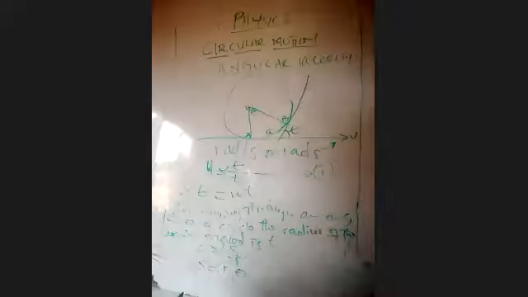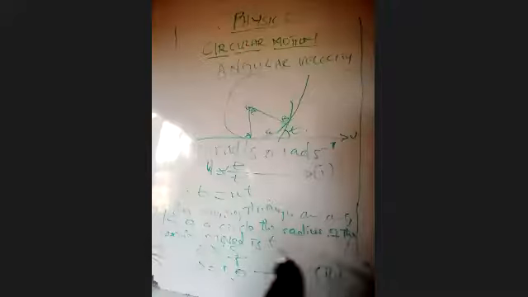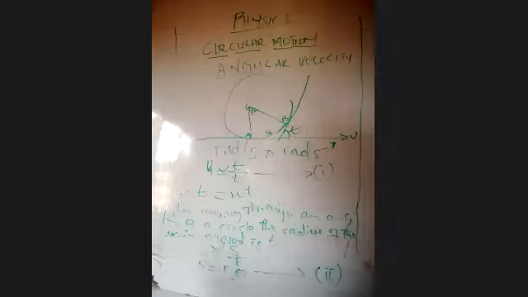With this, we can cross multiply. S is equal to R theta. Then this will be equation 2. So we're trying to prove the equation of angular velocity.